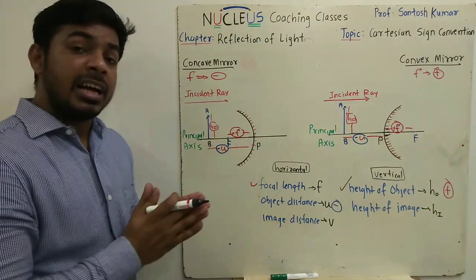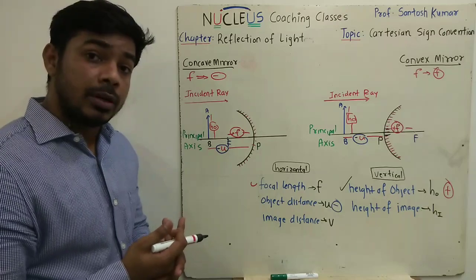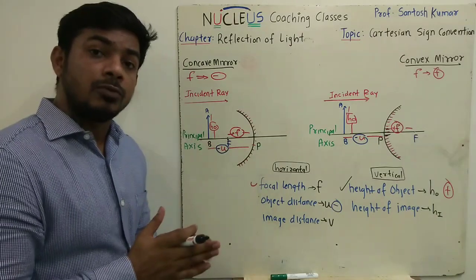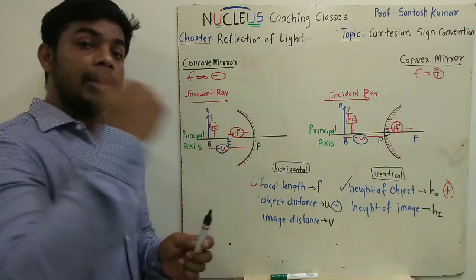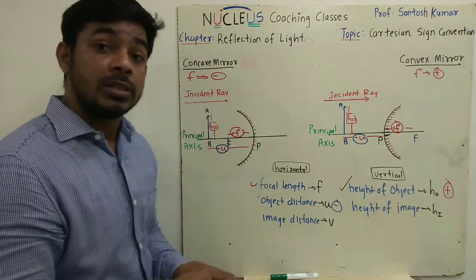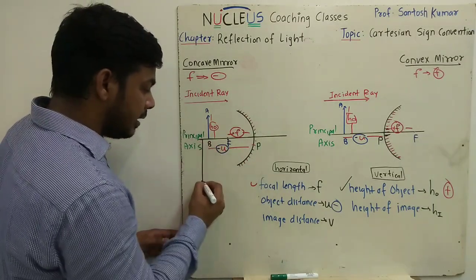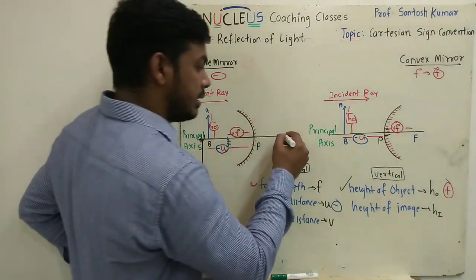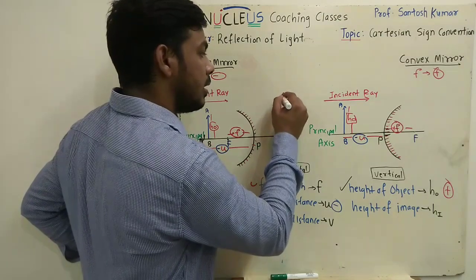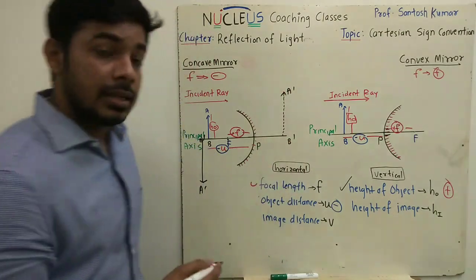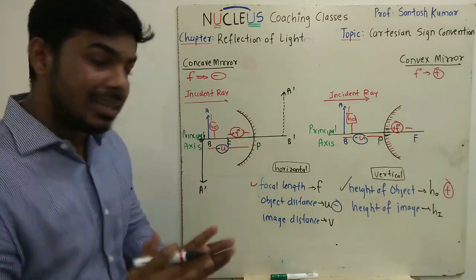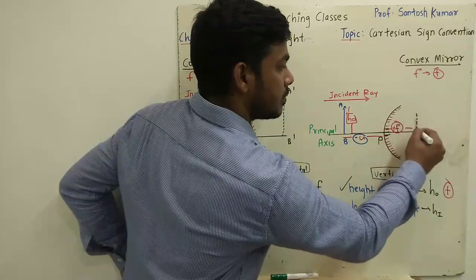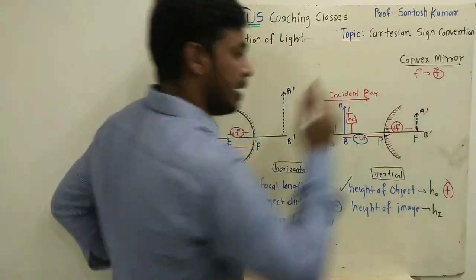Now the image formed by a spherical mirror can be real or virtual, and from the ray diagram we studied that a real image is always formed in front of the mirror and is always inverted, whereas a virtual image is formed behind the mirror and is always erect. So I will draw one of the real image. Say this is the real image A dash, B dash, and this is the virtual image, again A dash and B dash. And in the case of a convex mirror, only a virtual image is formed. We know the concept. So this is the virtual image A dash and B dash, right?